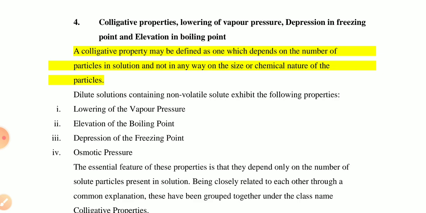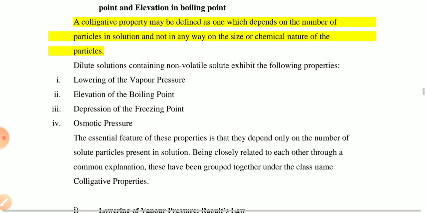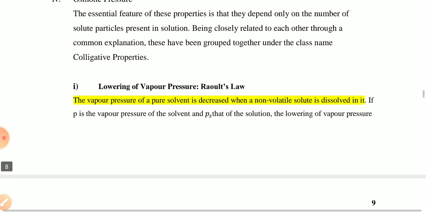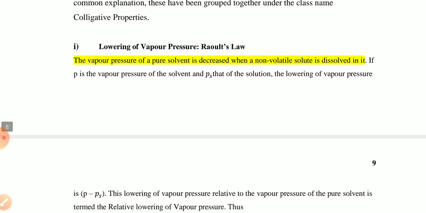So what are the colligative properties? The lowering of vapor pressure, elevation of boiling point, depression of freezing point, and osmotic pressure. So first we have to discuss the lowering of vapor pressure.